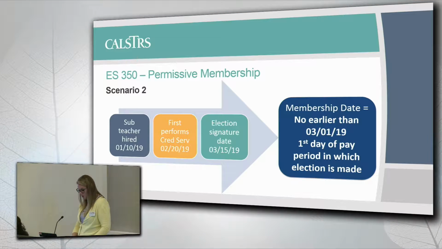So in this situation, you would actually have to set this person up as a non-member as of 1/10, because that's when they were hired. And you would have to report the non-member service, and then you would later enroll them as a member using the membership date that they provided on the form, but it can't be any earlier than 3/1. And then you would start reporting the member service and contributions after that date. Okay.